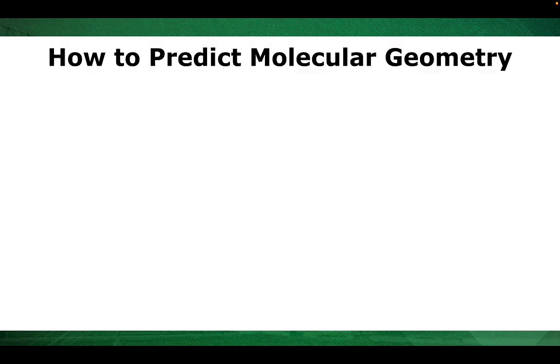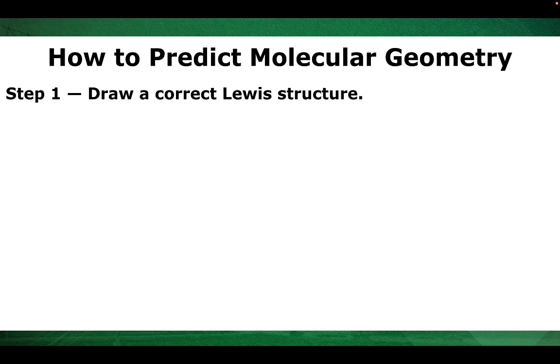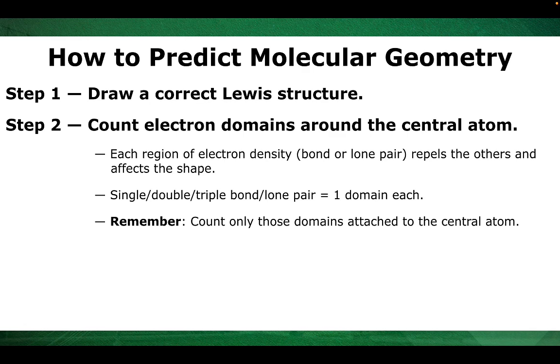So how do we predict molecular geometry? I will teach you 3 steps. Number 1 is to draw a correct Lewis structure, which we already studied. I've told you this before. Step 2 is to count the electron domains around the central atom.